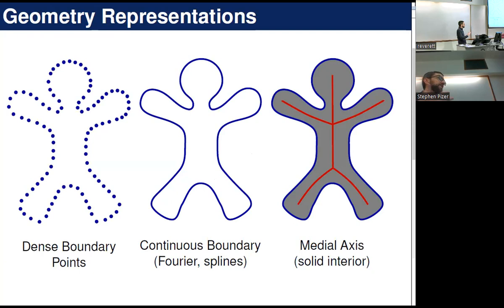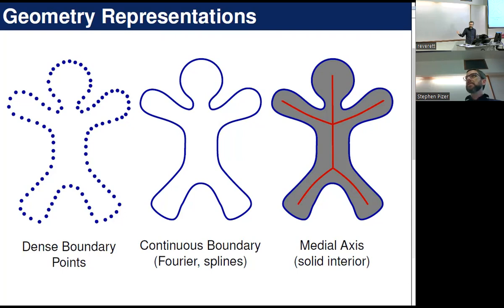And again, as you learned in this class, there's lots of ways to represent the geometry. You can use point models. I hear you learned that already. Continuous representations, whether they're in some kind of basis, typically Fourier basis or polynomial splines, things like this. And I know you're learning a lot about medial or skeletal representations of the solid interior of objects as well.